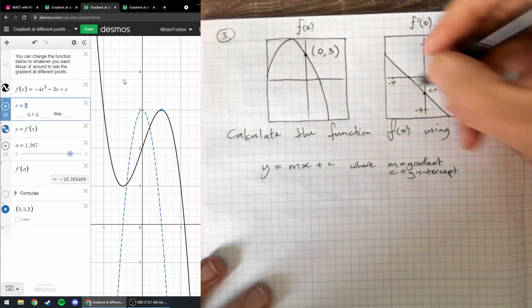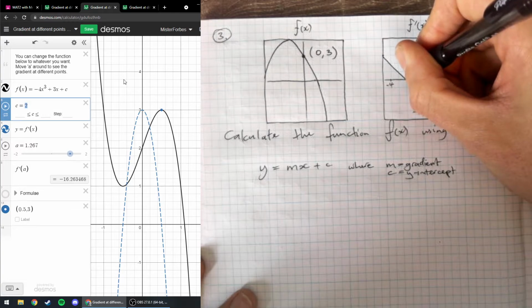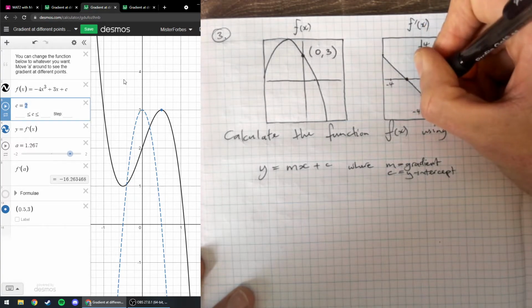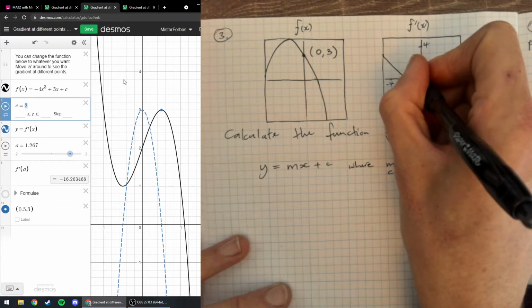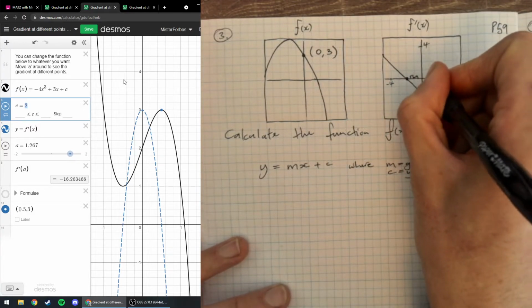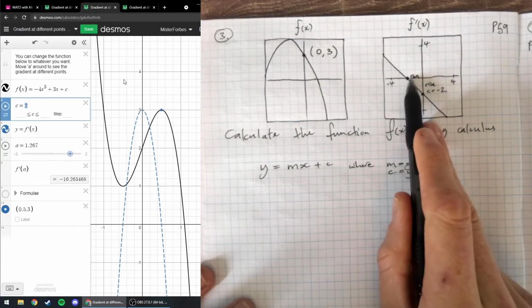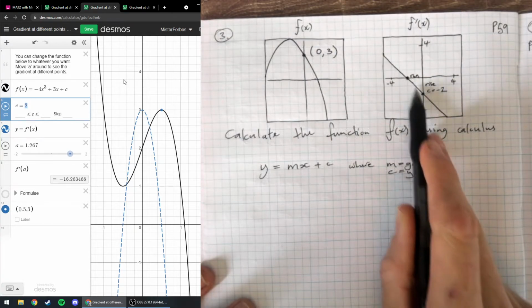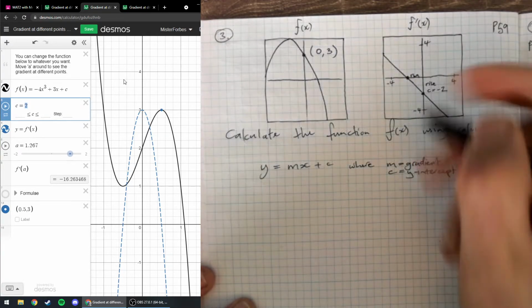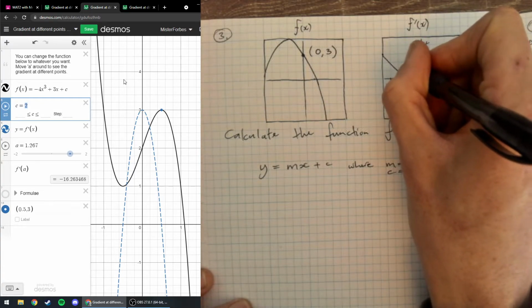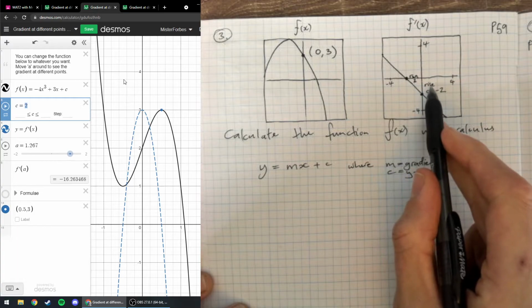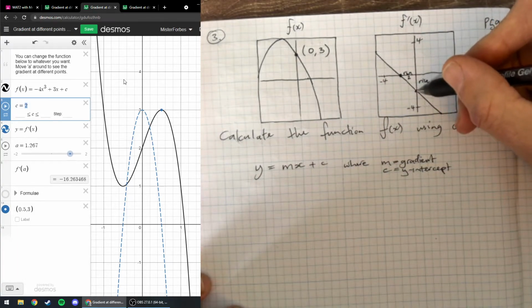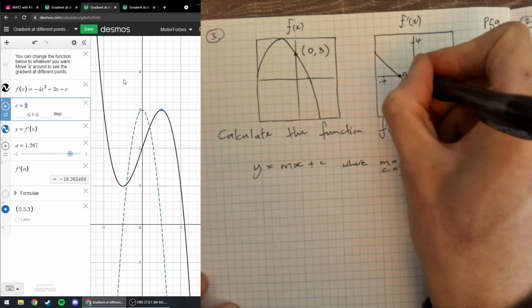Now what about our gradient? Our gradient, we need to pick 2 points. So I'm going to pick this point and this point. And a gradient is found by getting our run and our rise. So here we can see that from this point to this point, our run is 2. And our rise, from here to here, it actually went down 2.